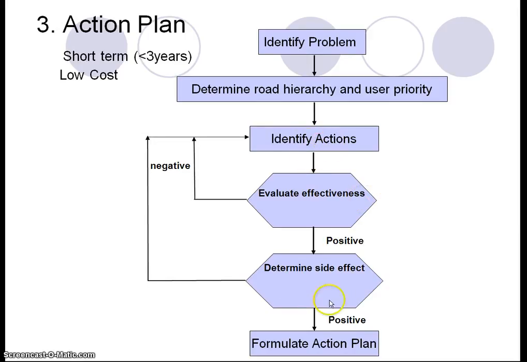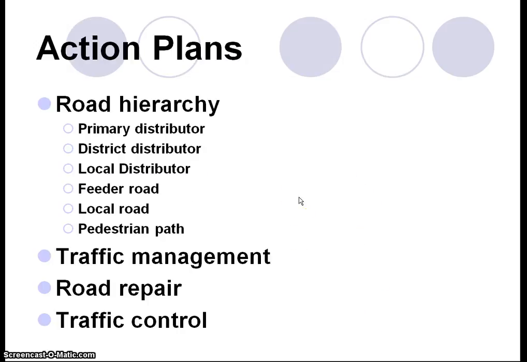If positive, we determine side effects. Whatever we do, there will be side effects, and then formulate the action plan. So in the action plan, we can look into our road system. We can put this hierarchy again: primary distributor, district distributor, local distributor. In a primary distributor, no houses are fronting this road. So if there are a few houses fronting this road, we have to do something about that.